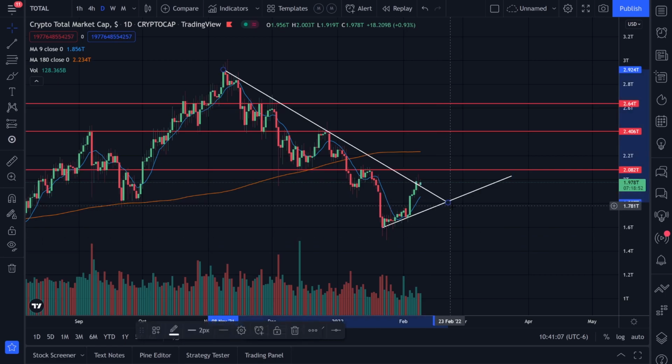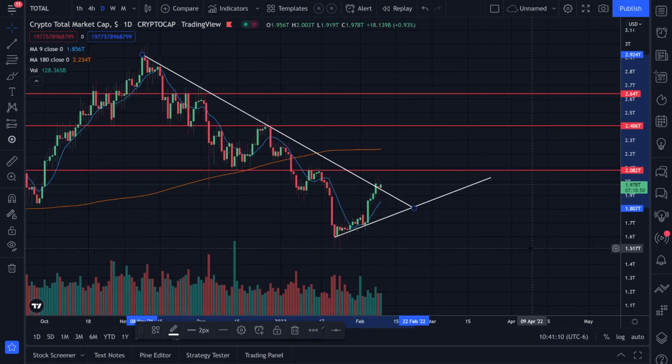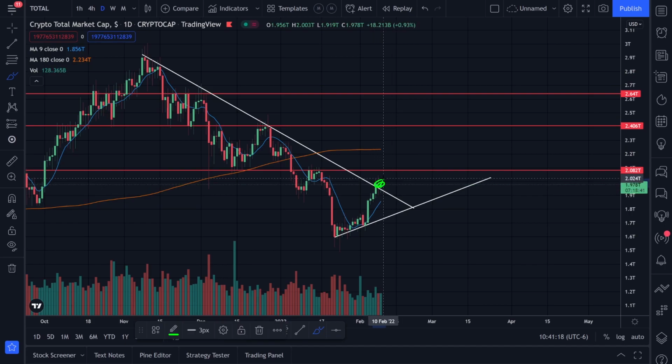So in my opinion, this would be a good chart to follow Ethereum, or to get more information on Ethereum as well. I think if we break this going to the upside, that's going to be good for Ethereum. We'll be looking at these next resistances to see what happens there.